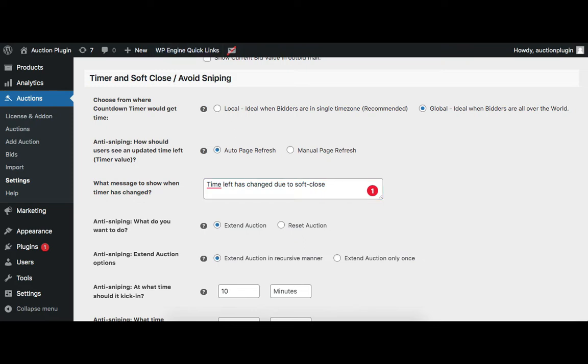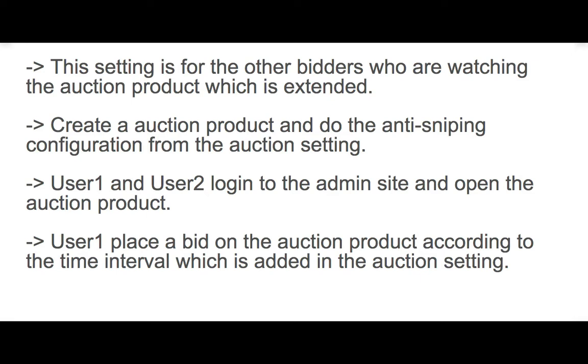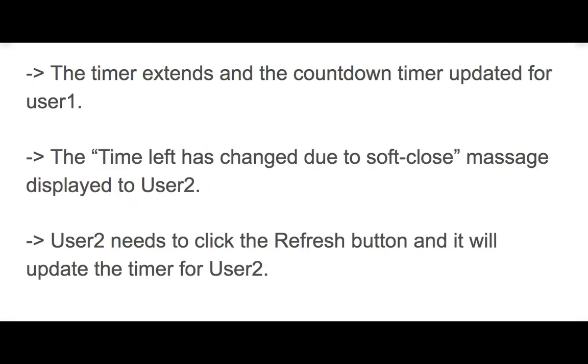Now let's see how this works on the front end. This setting is for the other bidders who are watching the auction product which is extended. First of all, create an auction product and do the anti-sniping configuration from the auction settings. User 1 and user 2 log into the site and open the auction product. User 1 places a bid on the auction product according to the time interval which is added in the auction setting. After that, the time extends and the countdown timer is updated for user 1. The time left has changed due to soft close message is displayed to user 2. User 2 needs to click the refresh button and it will update the timer for user 2.